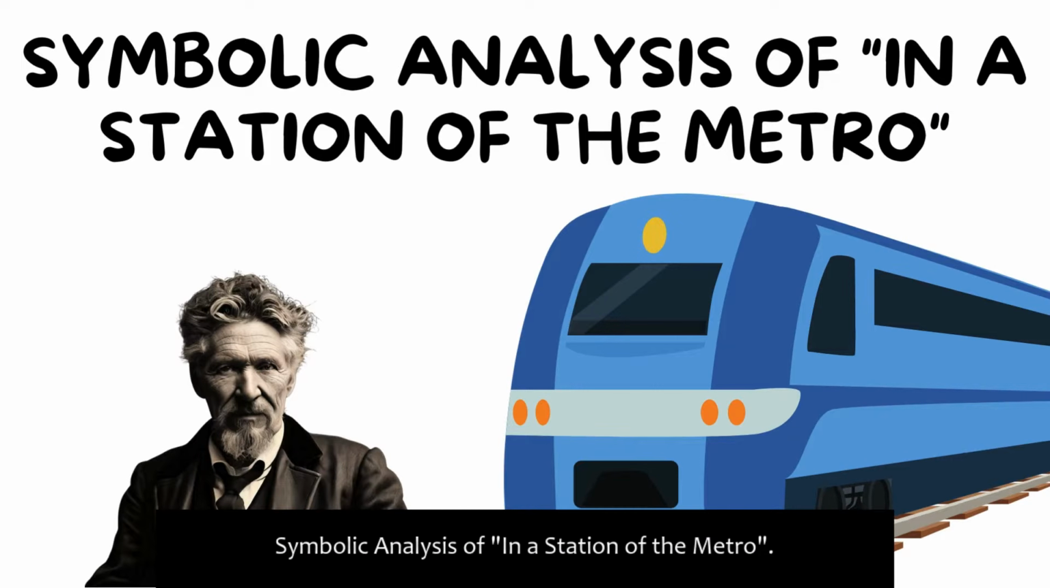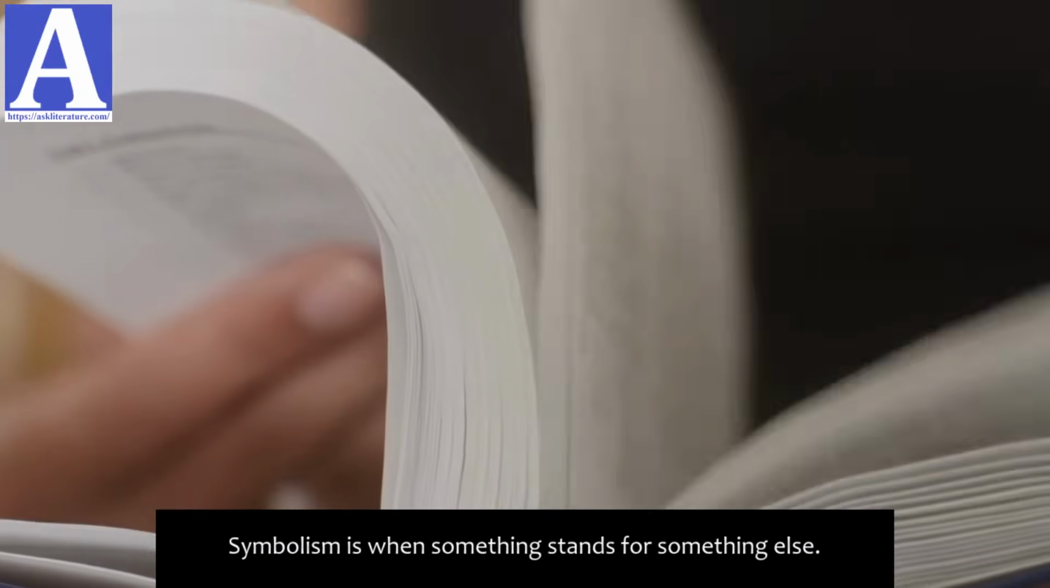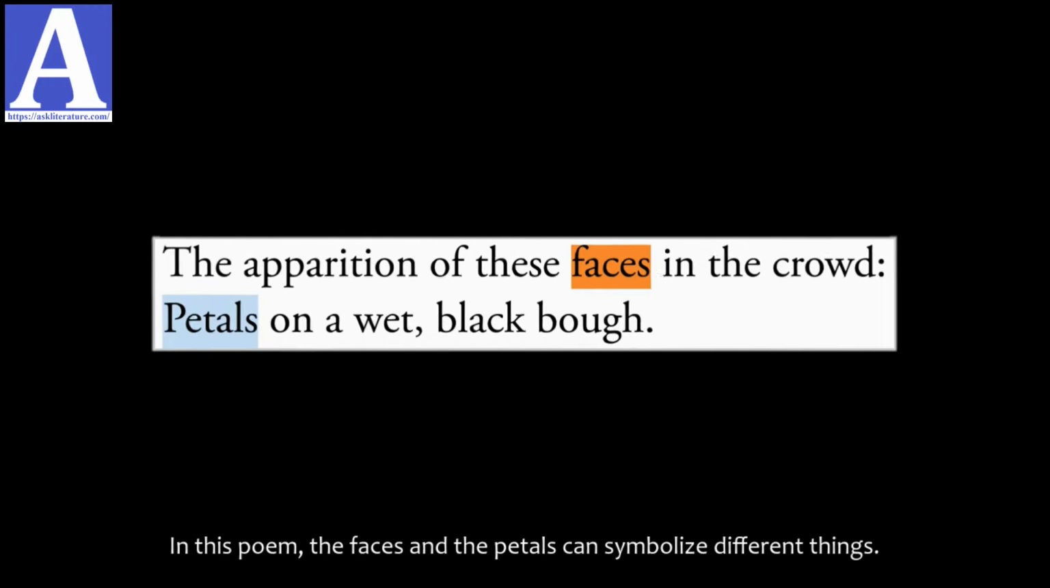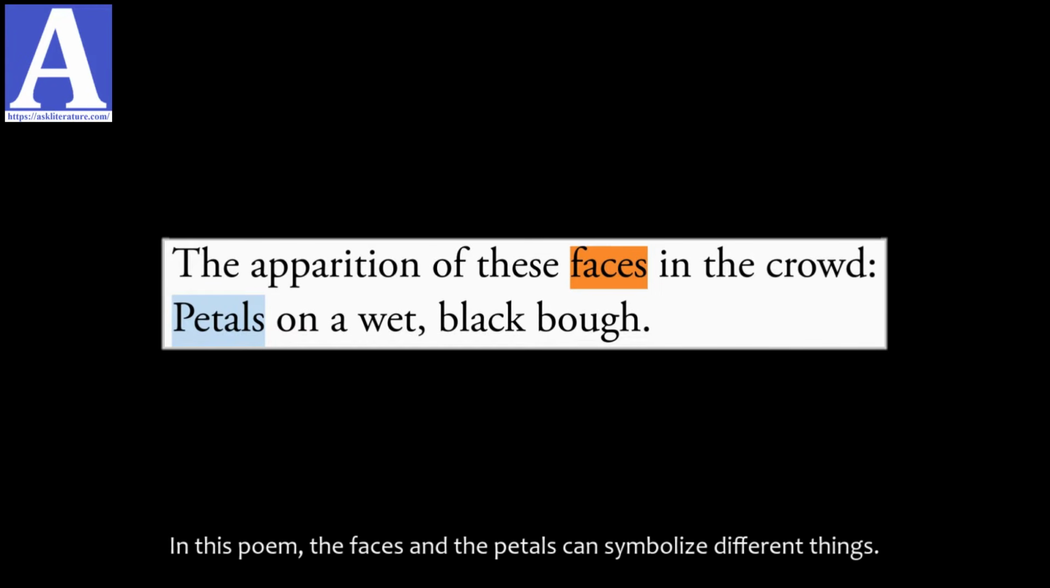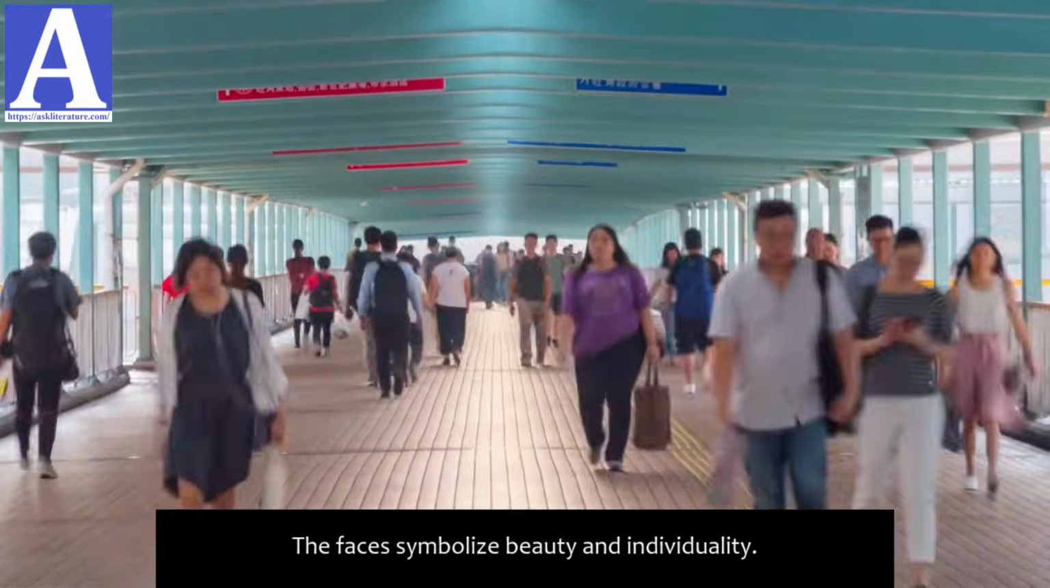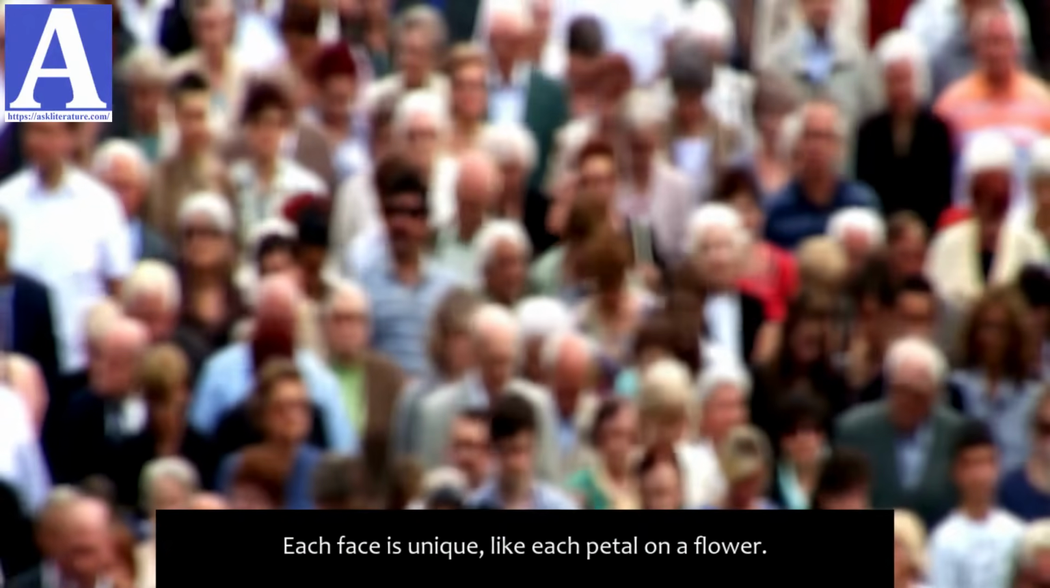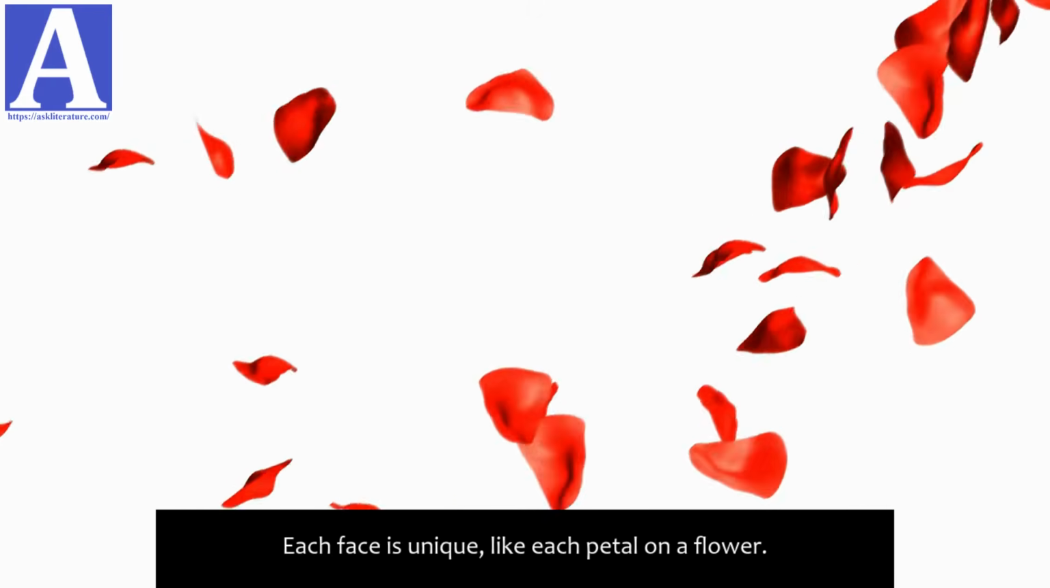Symbolic analysis of In a Station of the Metro. Symbolism is when something stands for something else. In this poem, the faces and the petals can symbolize different things. The faces symbolize beauty and individuality. Each face is unique, like each petal on a flower.